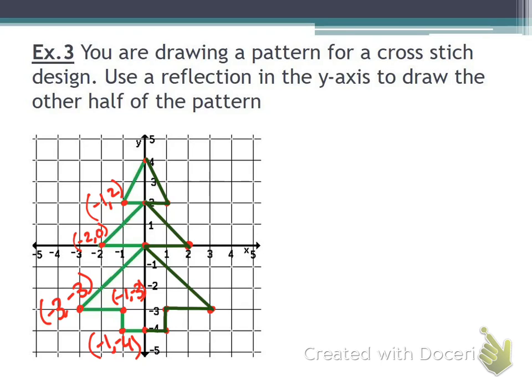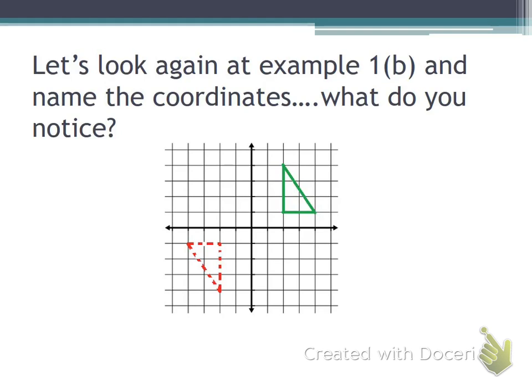When you do this, if you're sketching it especially, you should end up with a mirror image, meaning if we fold it along the axis, the y-axis in this case, they should sandwich on top of each other. Questions, concerns? Ready to move on? Okay.